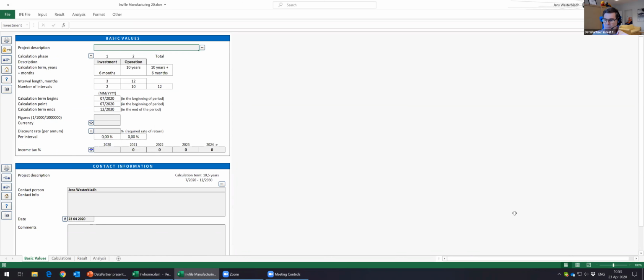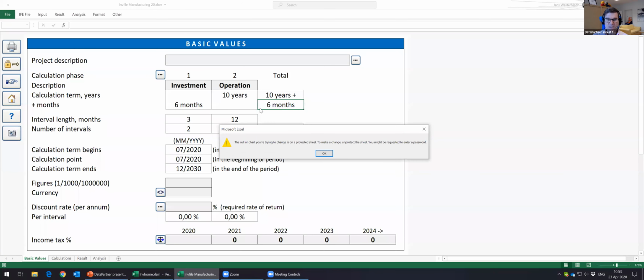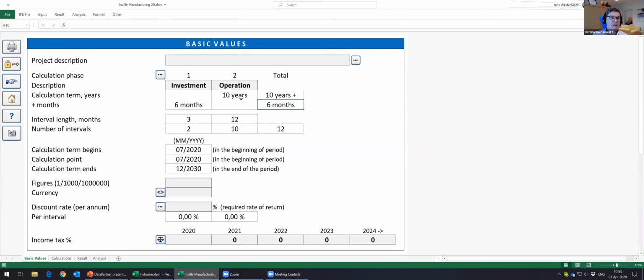Okay, I will make this screen slightly bigger. And we have the first main input screen, the basic values. And you see here is gray shading in input fields, so the tabulator jumps to those. And if I try to enter in the wrong place, it will notify me that it's protected. So we start with the description. This is this production line. Alternative 1.